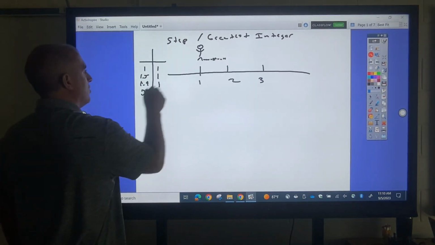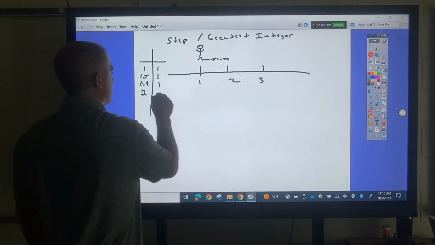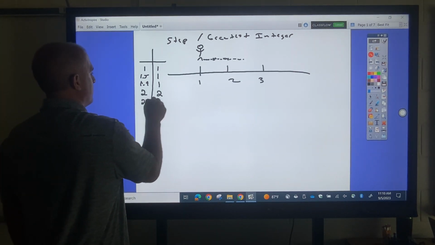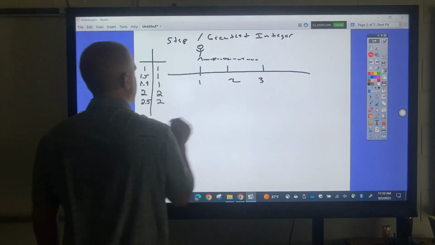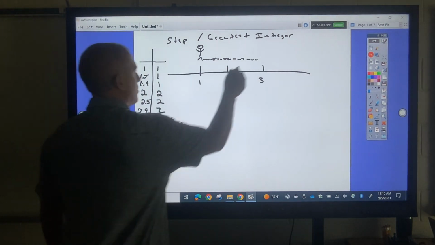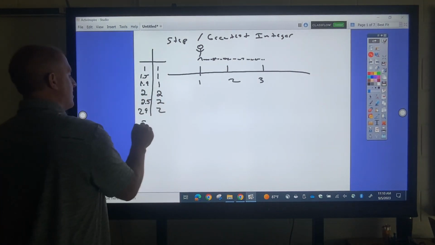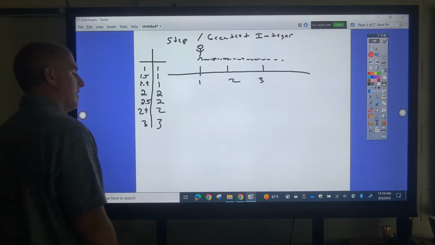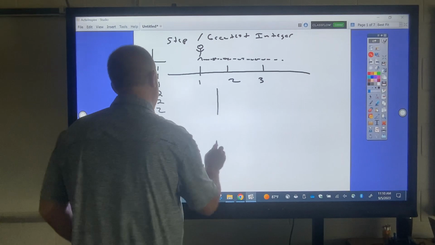When does it get to 2? When he's at 2. Then 2.5 would be 2. 2.9 would be 2. And then once he gets to 3, then it's 3. And then so on. Okay? So what would that look like on a graph?